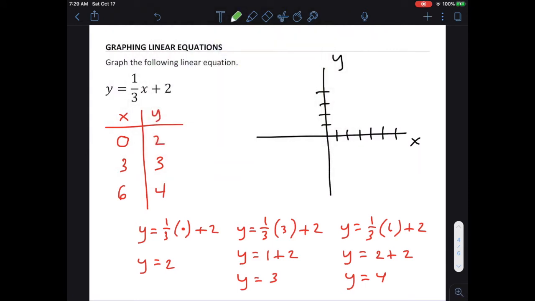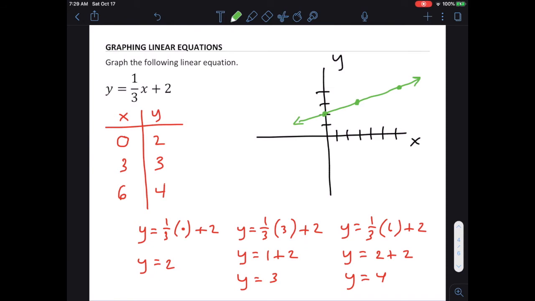I'm going to start by plotting the point 0, 2. So I go to 0 and up to 2. And then I have 3, 3. So I go over to 3 and up to 3. And then I have 6 and 4. Okay, so we can see that those 3 points end up looking like they're on a line. So I'm going to go ahead and connect them and add the arrowheads to either end.